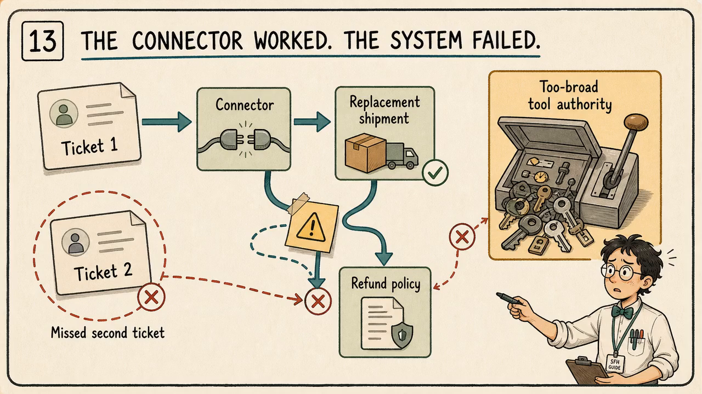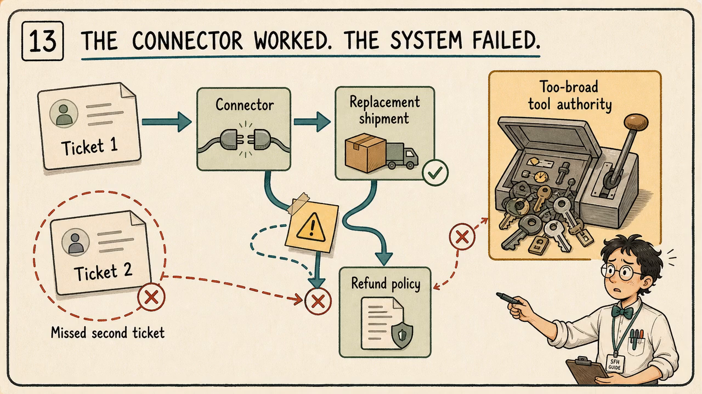Picture a support workflow. The assistant can read customer tickets and order records. It can draft replies. It can recommend refunds. A customer writes, "My package never arrived." The assistant sees a delayed shipment and prepares a refund. That sounds reasonable, but there are 2 open tickets. One says the original package arrived damaged. The other says the replacement shipment is still in transit. Replacement refunds follow a different policy.